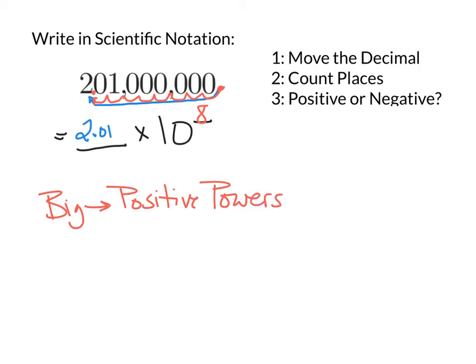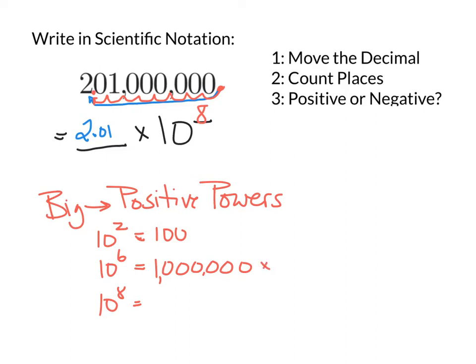That's because when we have positive powers of 10, so something like 10 squared, that's going to mean 10 times 10, which is 100. If we had 10 to the 6th power, that's 10 times 10 times 10 times 10 times 10 times 10, which is 1,000,000. 1 million. All right? When we have something like 10 to the 8th, that's 10 to the 6th times 10 to the 2nd, which ends up being 100 million.